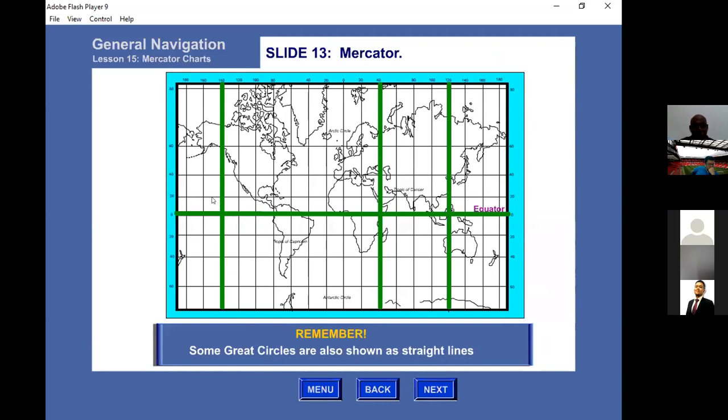Okay, they are straight lines. They are great circles, but straight lines. The equator is a great circle, but is a straight line. All others will curve following the rules like we just said. They'll be convex to the poles and concave to the equator.